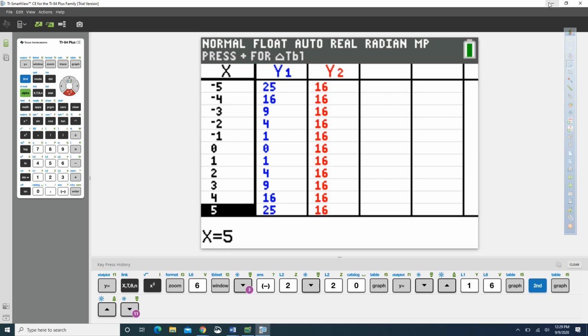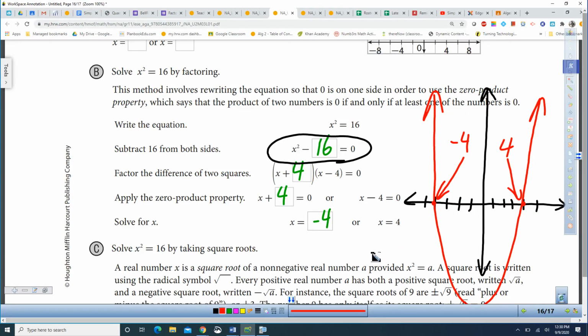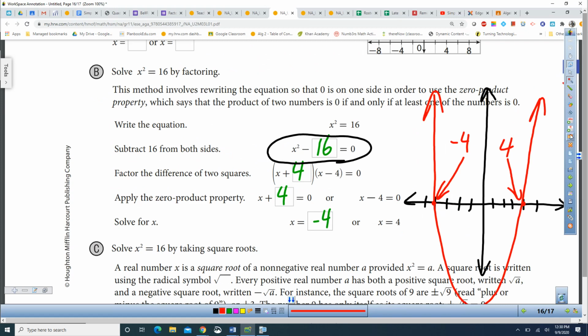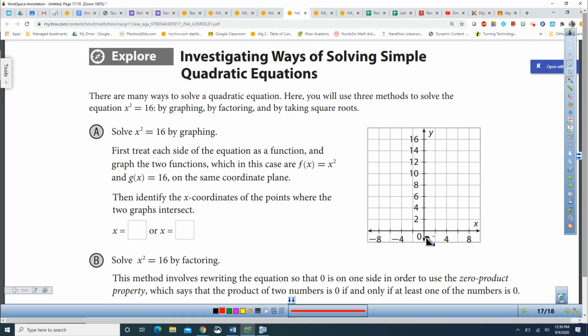So I'm going to minimize this so I can jump back over into where we were before. So what were those points one more time? There we go. So we said the points were 0, 0, 1, 1, 2, 4, 3, 9, and 4, 16, and 5, 25, which will be way up there somewhere.